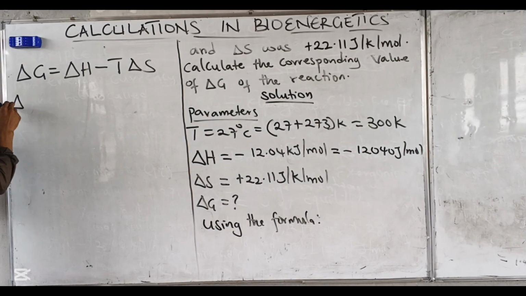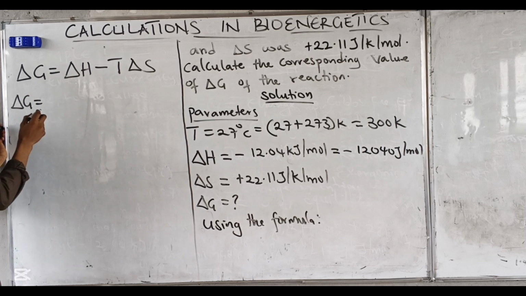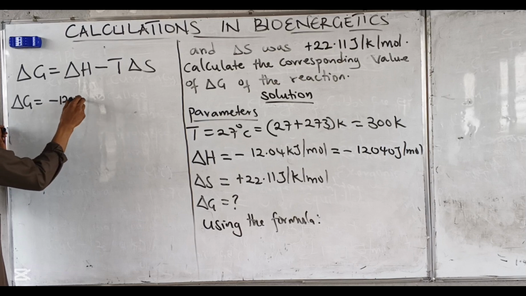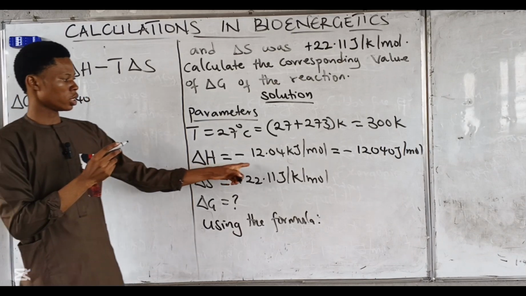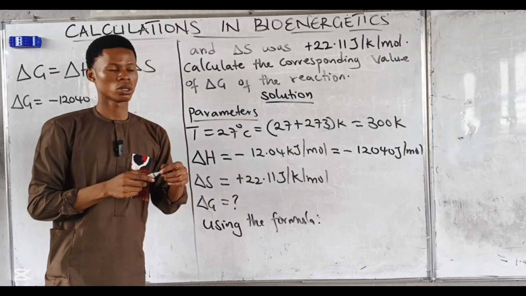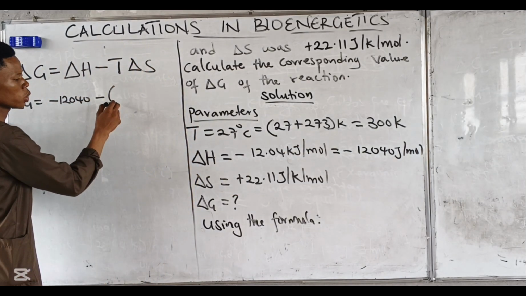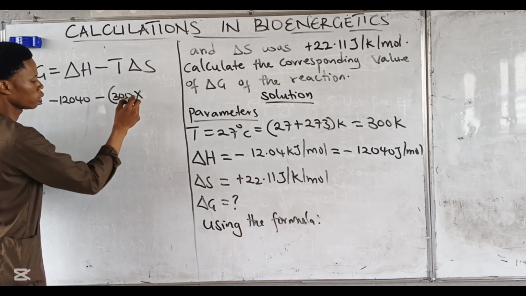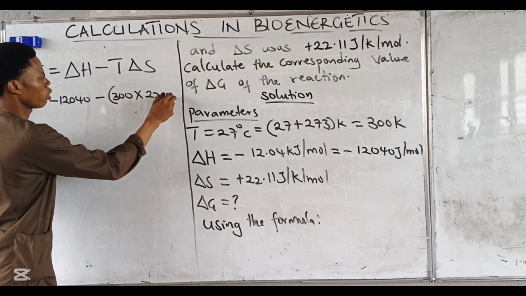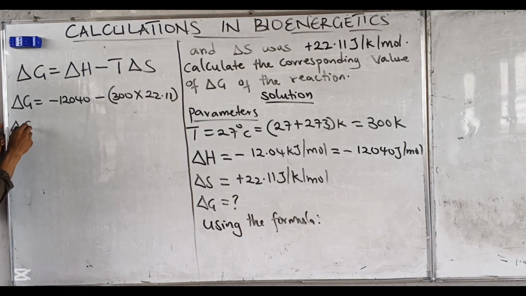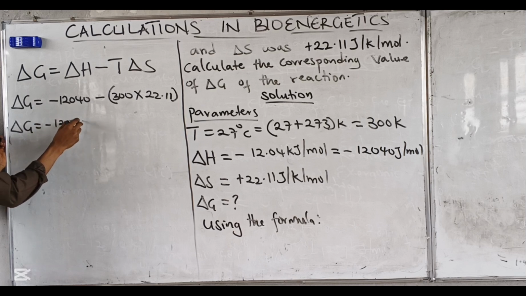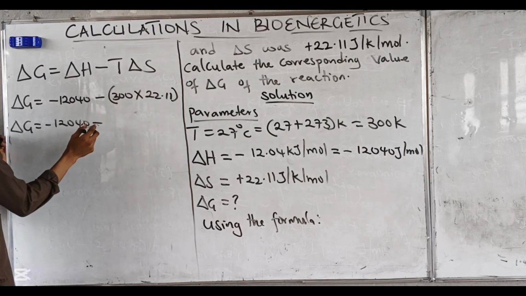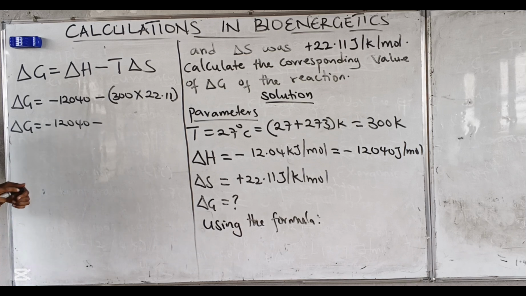Now, delta G is equal to, what's the value of delta H we are given? Please, take note of the sign. Minus 12,040, right? You are not using the kilojoule value again. You are using the one you've converted to joules. Now minus, we're given T as 300, times delta S, which is 22.11, right? Now delta G is equal to minus 12,040 minus, this times this. Please press that on your calculator. 300 times 22.11 is what?